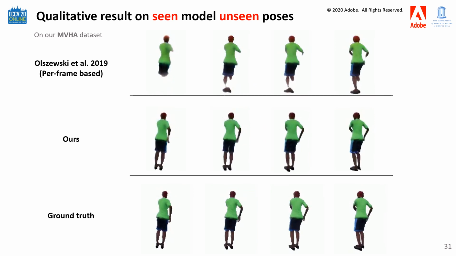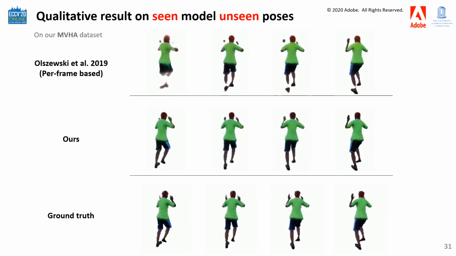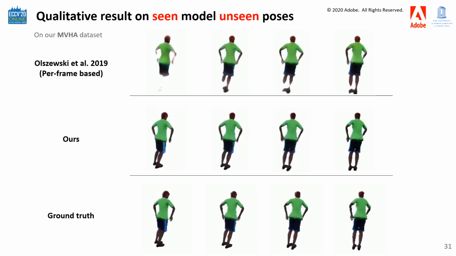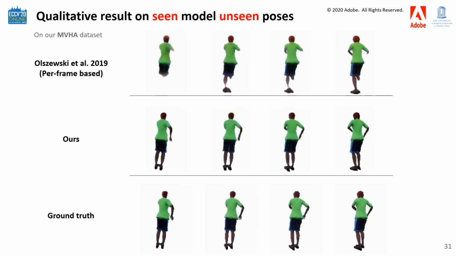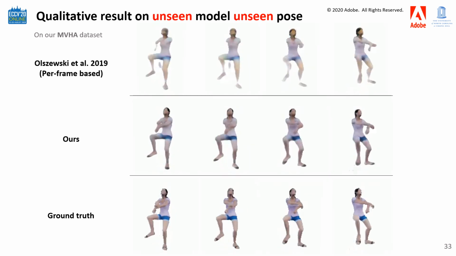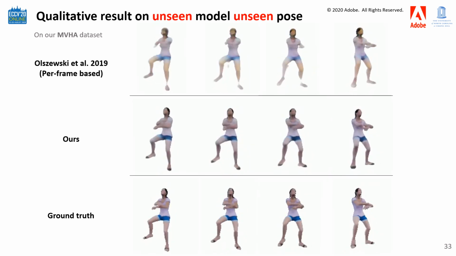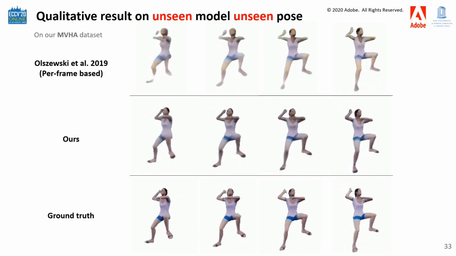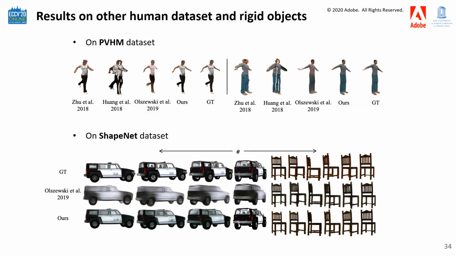This is the result on our MVHA dataset with seen model and unseen pose during training. Compared to the per-frame-based method, our method is able to reconstruct fine-grained details, such as arms and legs, more consistently across different angles and time steps. Our method generalizes well to the unseen models and unseen poses during training as well. We also observed consistent improvements with the other human dataset, PVHM, and on the rigid object dataset, the ShapeNet car and chair categories.